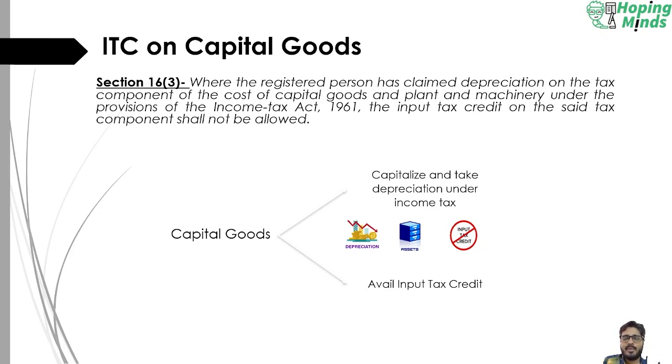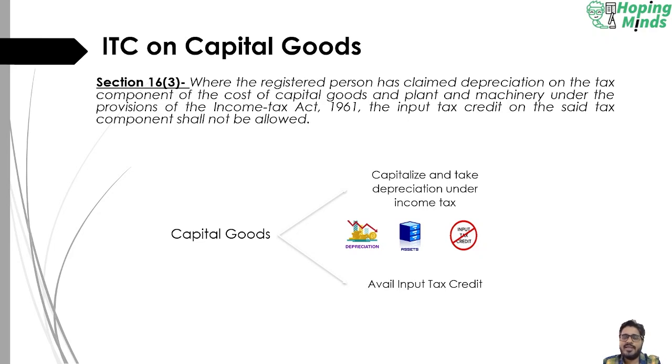Suppose I am a registered taxable person and I have purchased a capital goods for my business amounting to rupees 1 lakh. The GST on such capital goods is rupees 18,000, that is at the rate of 18%. So if I capitalize the entire 1,18,000 in my books, then I will not be allowed to claim the credit of 18,000 as input tax credit. Whereas if I wish to claim the input tax credit of rupees 18,000, then I must capitalize rupees 1 lakh towards the capital goods in my books.